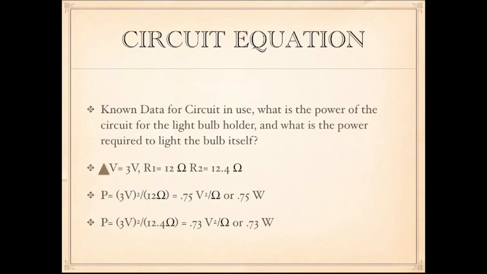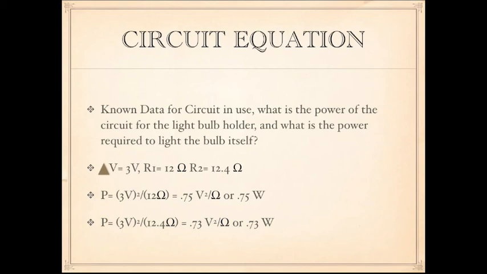Okay, so the batteries give out a potential difference of 3 volts. And we actually have 2 resistances. We have the light bulb holder, which is R1, and we have the light bulb itself, which is R2. Those are the resistances. How do you know that? Because they actually say it on them. Oh, they do? Okay, I was going to say, where'd you get this from? Okay, so they actually give us that information.